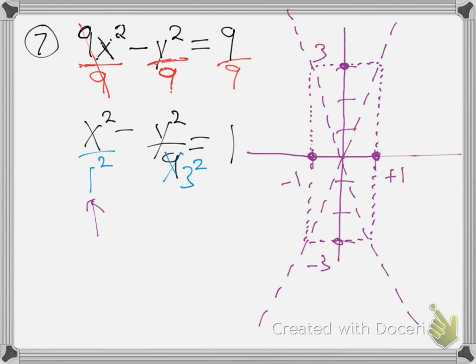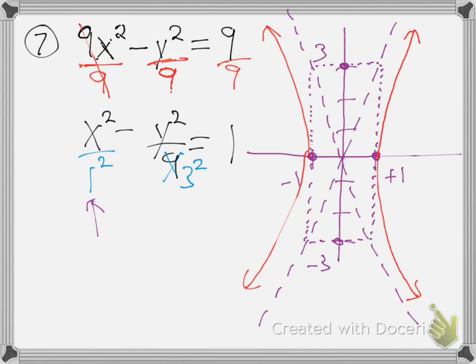Now, if they're going to go right, left, where do they start? 1. Right here in the middle. Yeah, right at the 1. And it's going to go up and down to the right and the left. It's going to get closer and closer to those guidelines forever. Those asymptote lines will guide the branches. They tell us how wide those branches open.